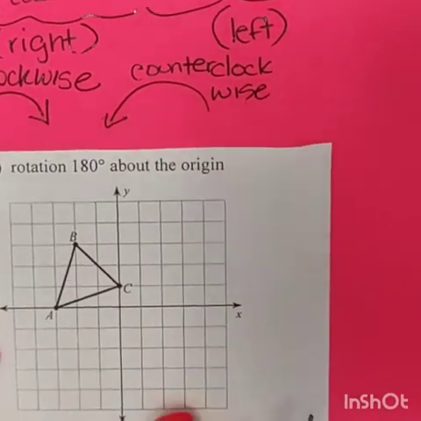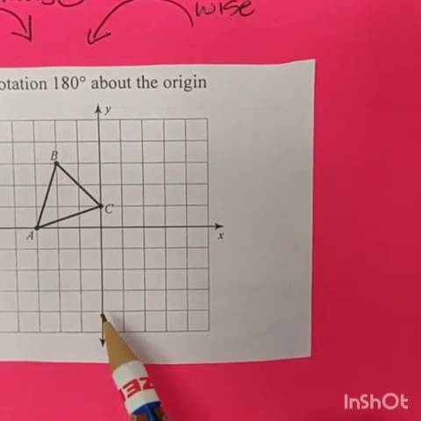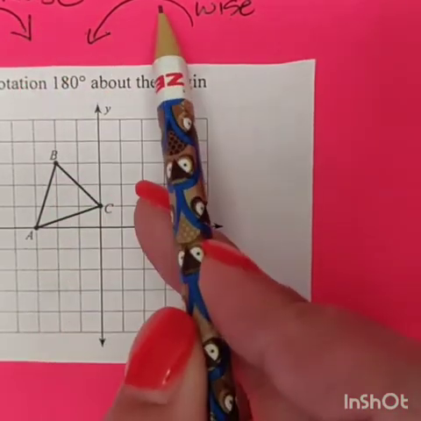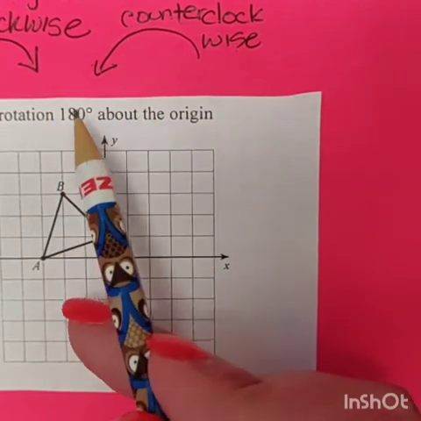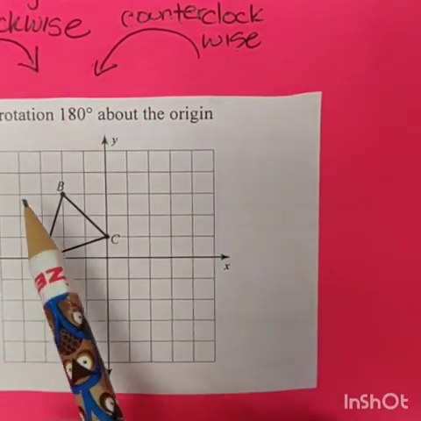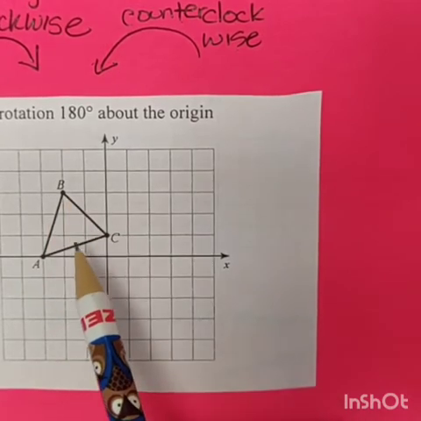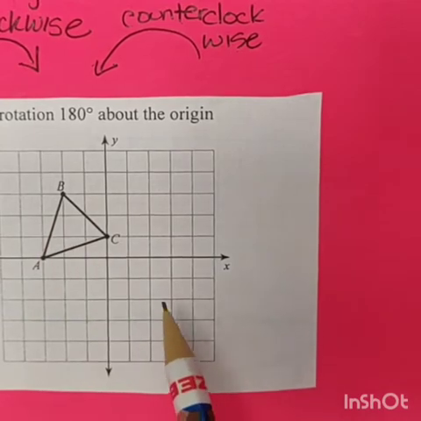So my very first example here says rotation 180 degrees about the origin. Okay, so it does not say clockwise or counterclockwise. It doesn't say one of those directions, because if you go 180 degrees, you're going to just move your paper twice. So essentially this triangle, A, B, and C, will end up over here.